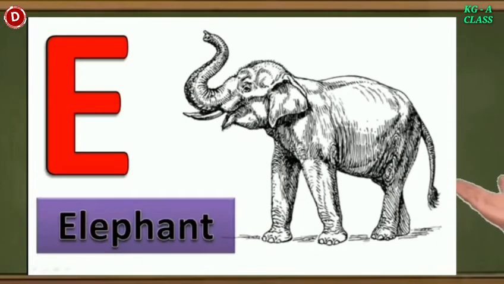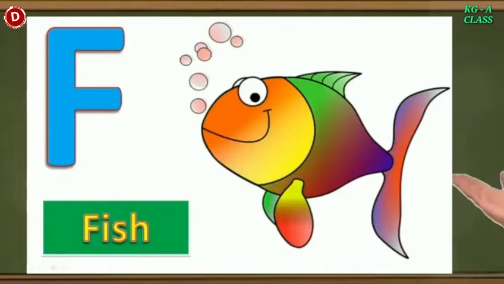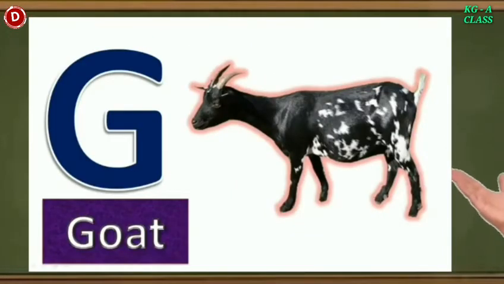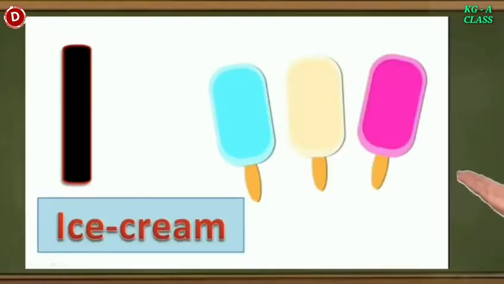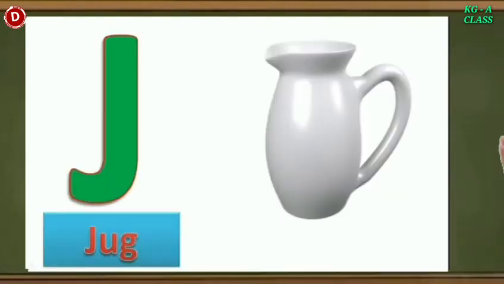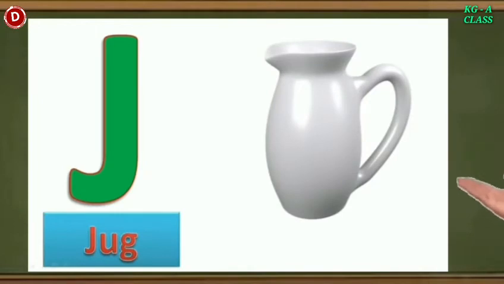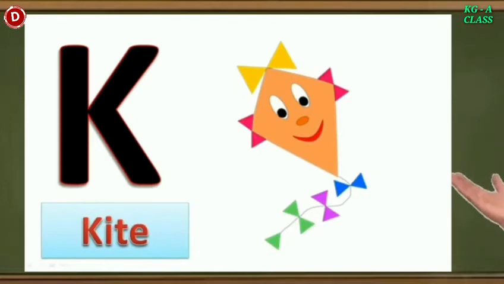Look here. This is E. E for elephant. Now the next letter is capital F. F for fish. Children, this is G. G for goat. Now comes H. H for hen. Children, the next letter is I. I for ice cream. We all love to eat ice cream in summers. Now comes J. J for jug. Children, after J, this is K. K for kite.